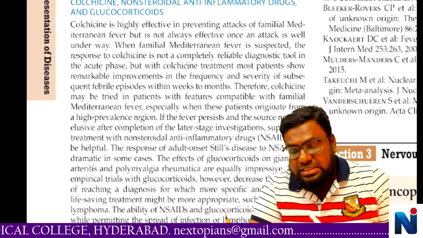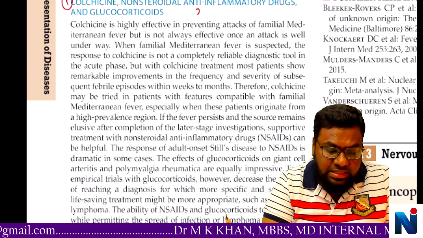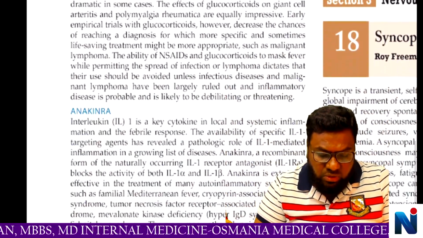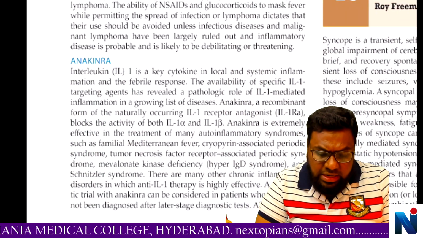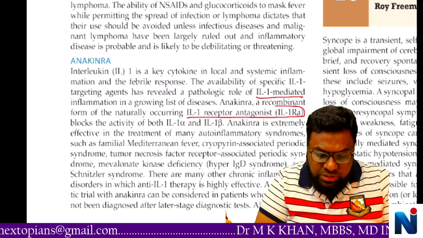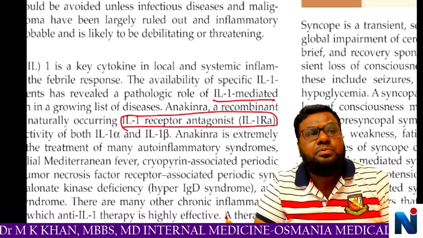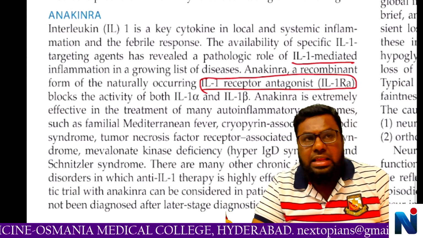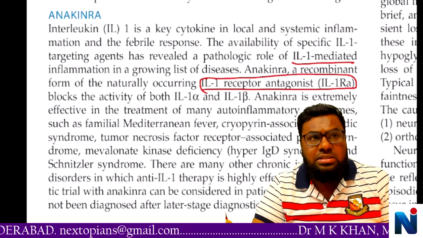Then what are the important drugs which are indicated in pyrexia of unknown origin? First is colchicine, second is the NSAIDs, third is the steroids, the glucocorticoids. So next is anakinra. What is anakinra? Anakinra, we all know that it is an IL-1 receptor antagonist. Such a question, all is true about anakinra except, is going to come from this paragraph. Please read this paragraph.